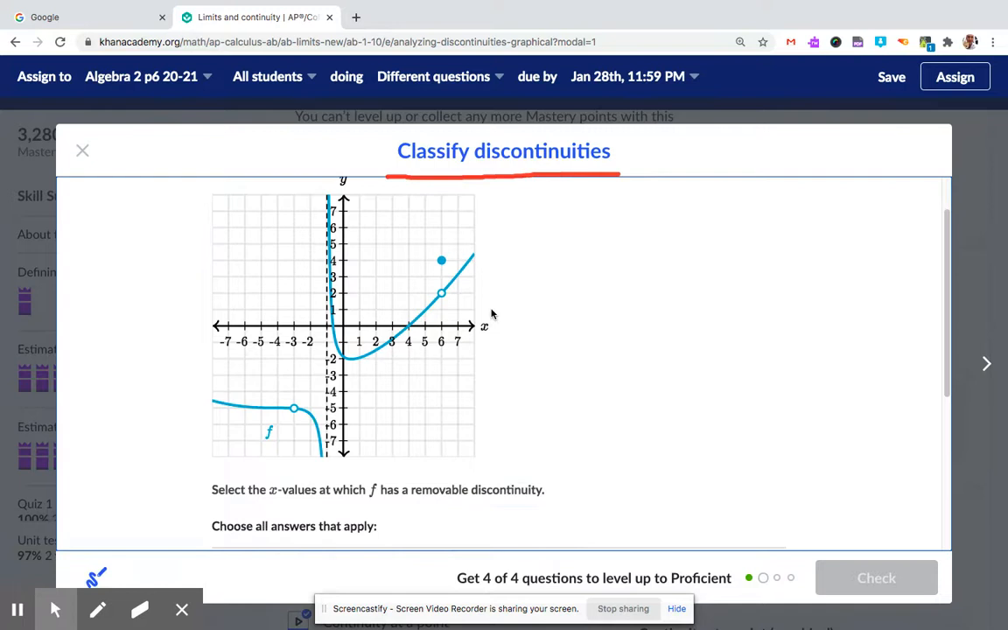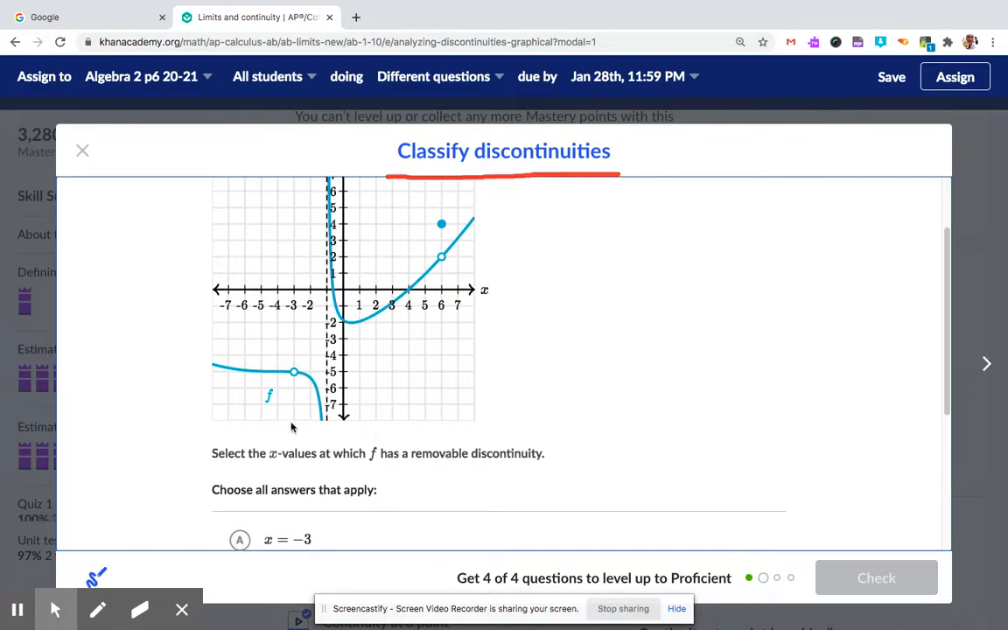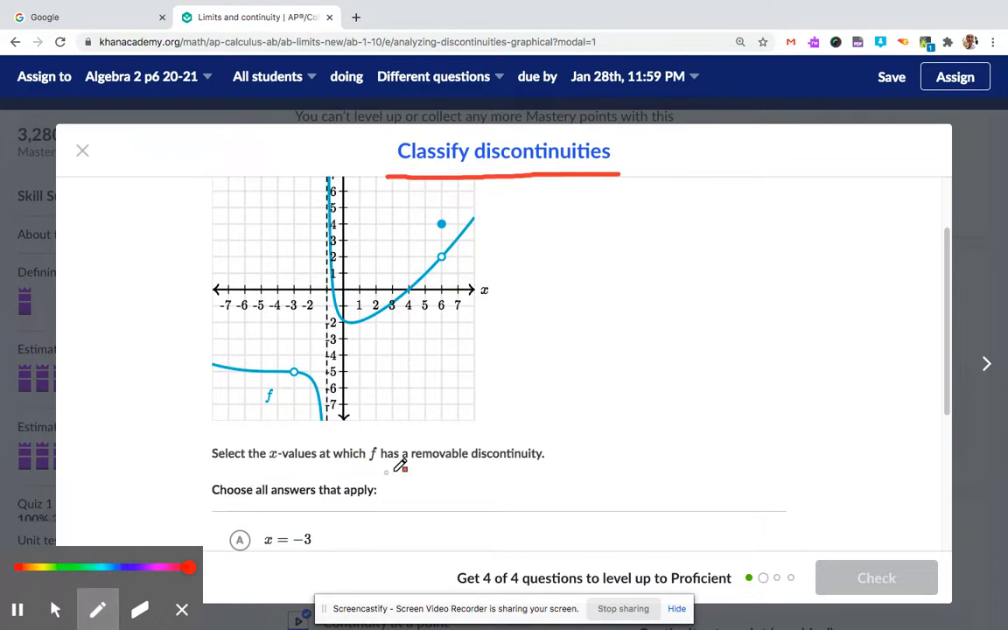Same intro, and then let's look at the vocabulary of the answer. Select the x values that have a removable discontinuity. Removable means it has that open spot on the graph. You don't have to find an exact value. Remember, we're talking about the limit idea. So removable just means that you have a gap at that spot.